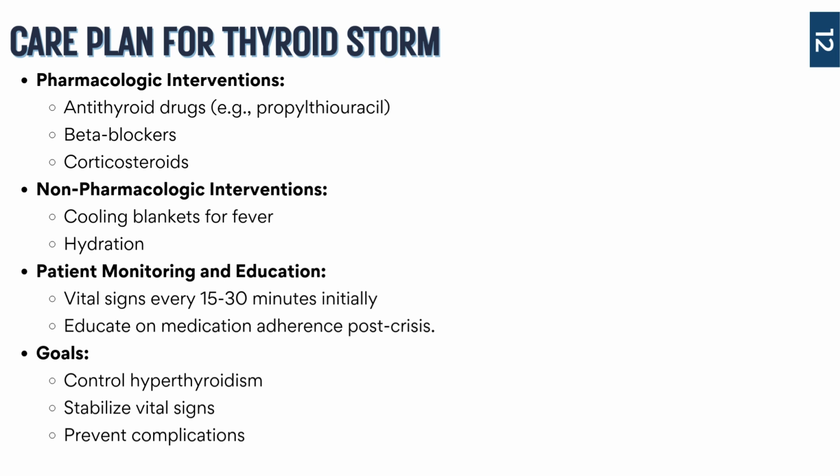You should be monitoring vital signs in a thyroid storm very frequently because these people are in overdrive. So every 15 to 30 minutes initially until you can get some more stabilization with the patient's vital signs. And then you can expand how often you are monitoring their vital signs.